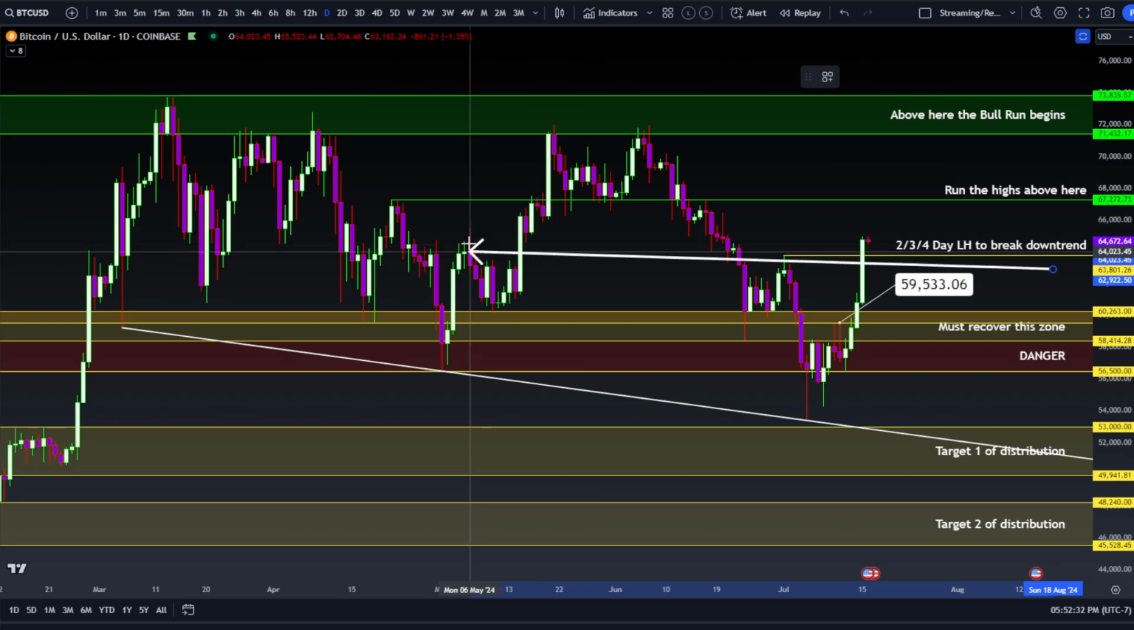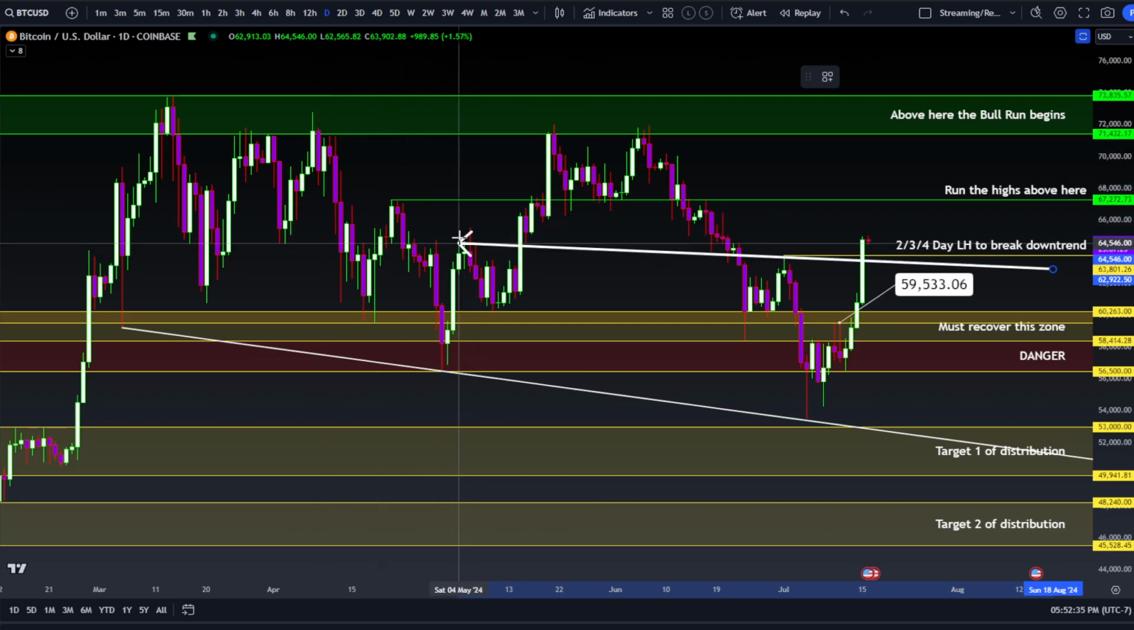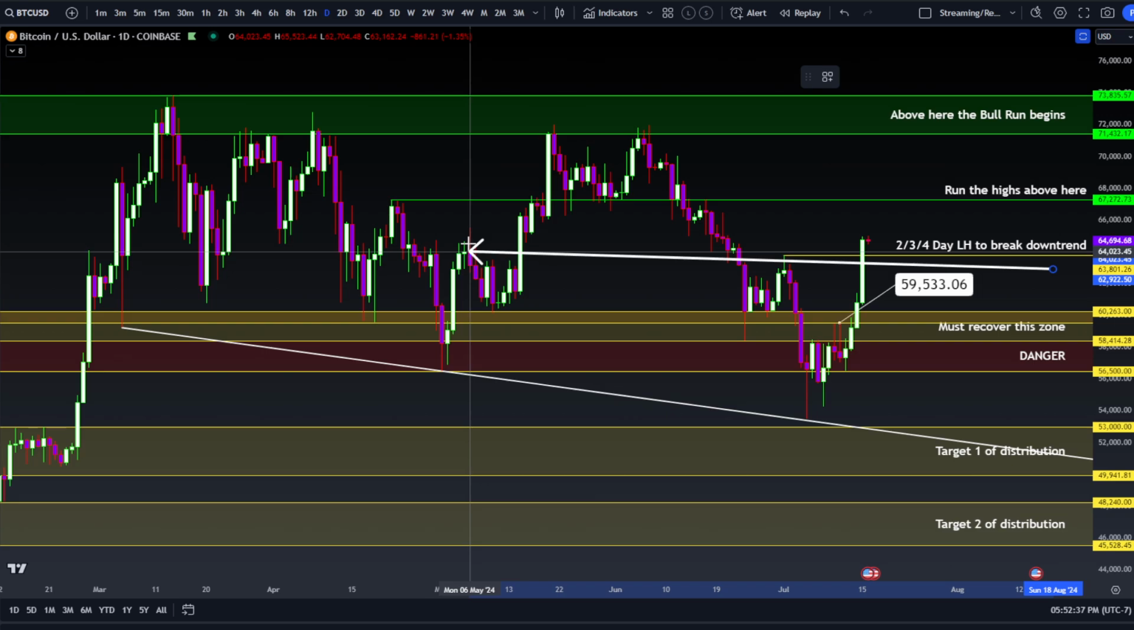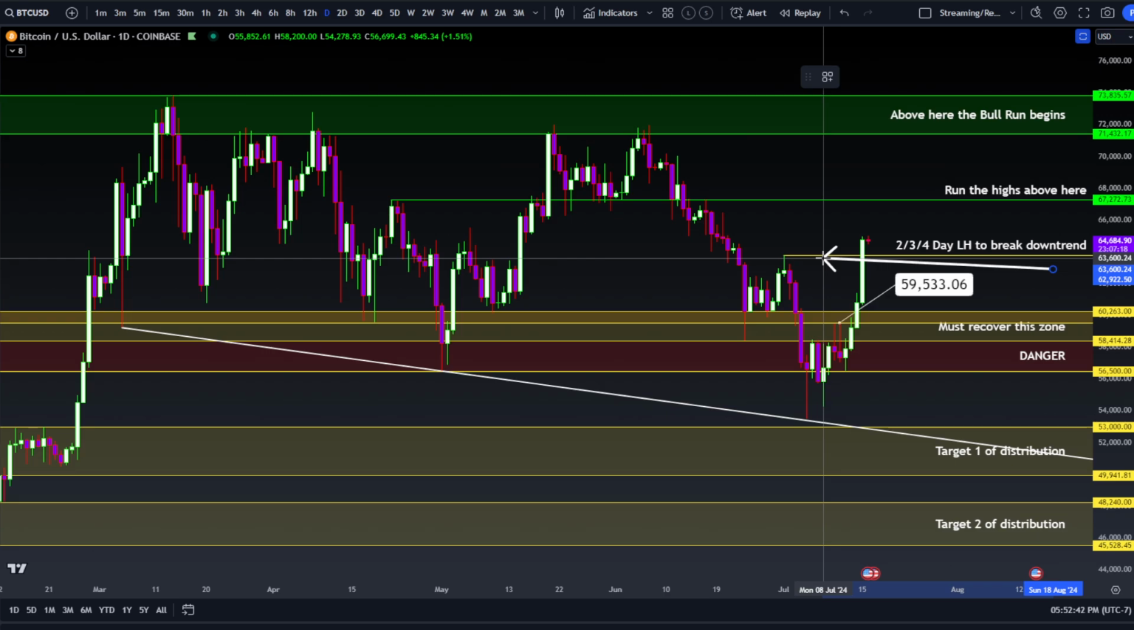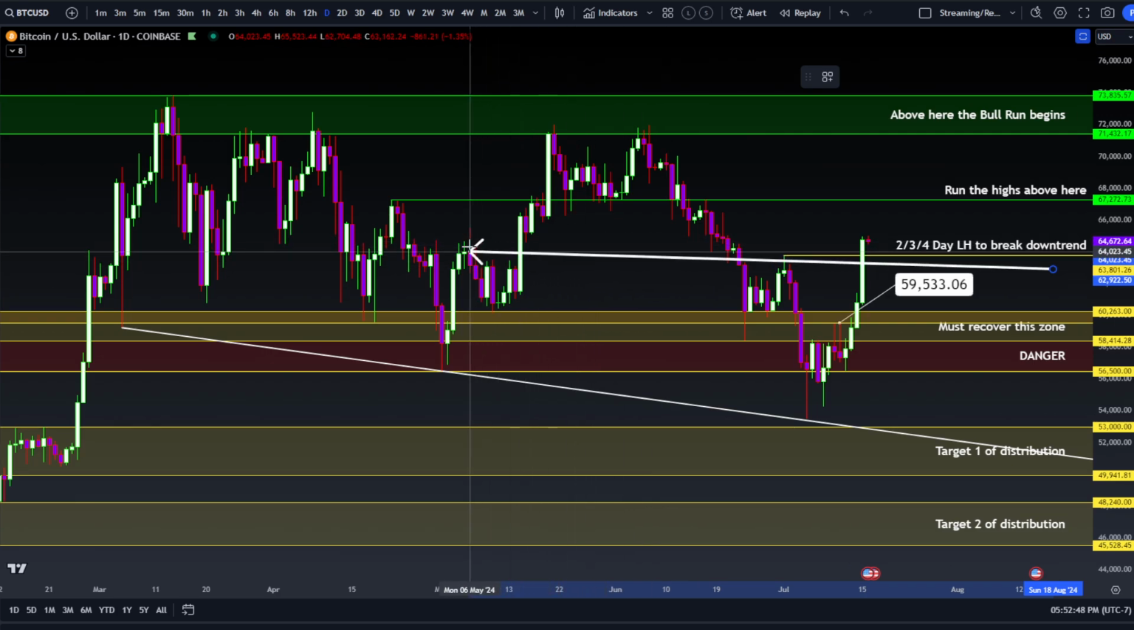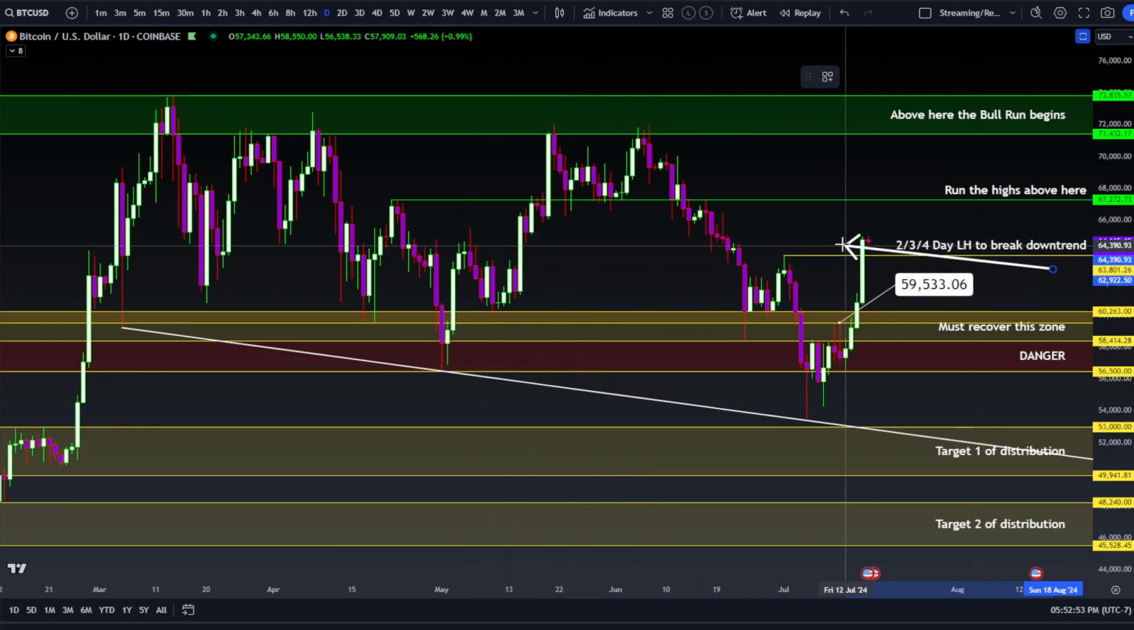Well, that is the lower high from this downtrend here at $64,000 to that wick high at 65.5. So we will keep this 2, 3, and 4 day lower high downtrend break line here, but we are going to highlight this zone with a box between 64 and 65.5. Now, Bitcoin did push up to just shy of $65,000. We saw the high of yesterday come in at, what was it? Just shy of $65,000, 64,943.